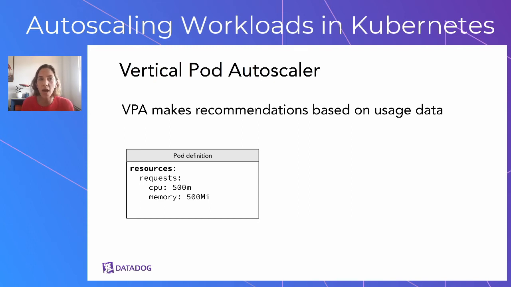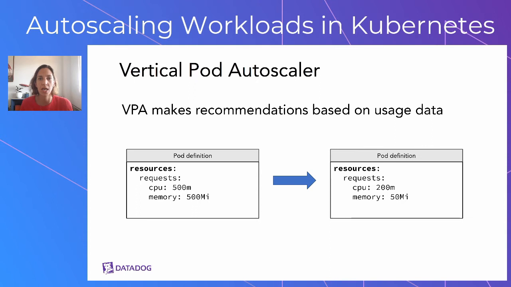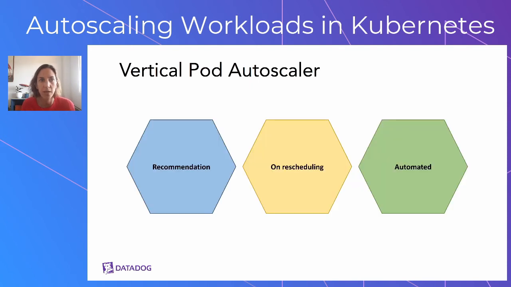So for example, if you have requested 500 millicore and 500 millibytes, the VPA is going to start gathering data and it's going to tell you things like, actually, you should be fine with 200 millicore and 50 millibytes because that's what your pod is actually using. And the Vertical Pod Autoscaler can work in three different ways.